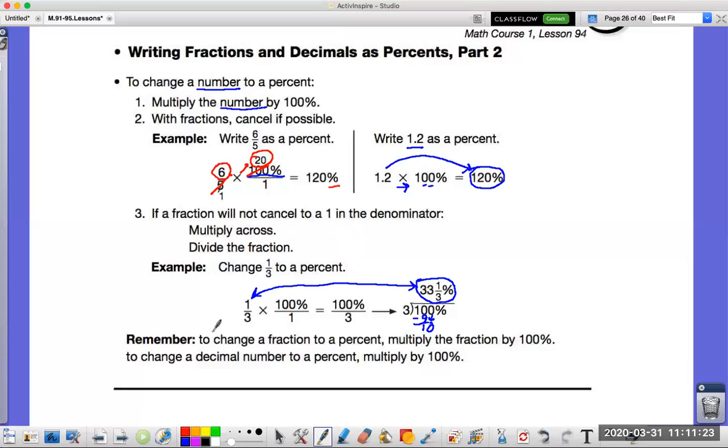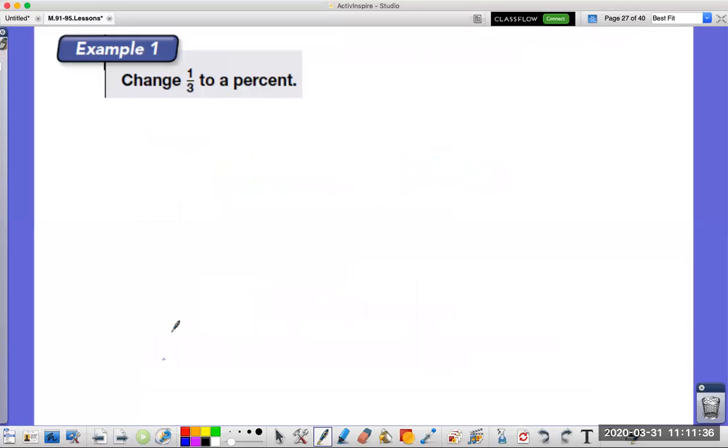So remember, to change a fraction to a percent, multiply the fraction by 100%. To change a decimal number to a percent, do the same thing. Multiply by 100%. All right, let's look at some of these.